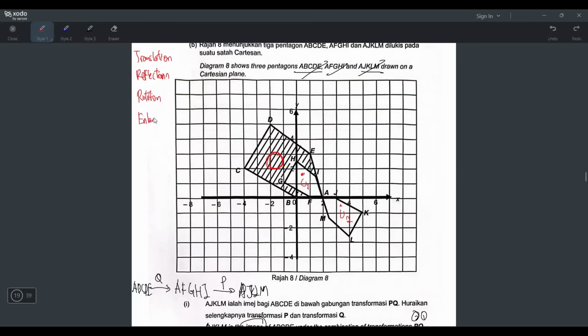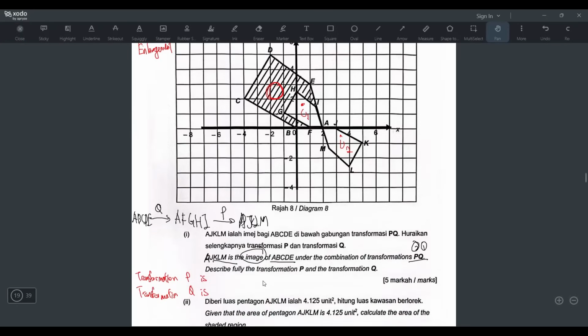Okay. And when you're trying to describe, you usually check the size first. Because if the size of object and size of image is different, then automatic, you don't have to think really. Automatic is enlargement. Okay. But when you describe, you cannot just write enlargement. You have to write down the isi penting. So for example, like enlargement, you have to write down the center and the scale factor. Yeah, those are the isi penting. If you want to get full mark, you have to write the two things.